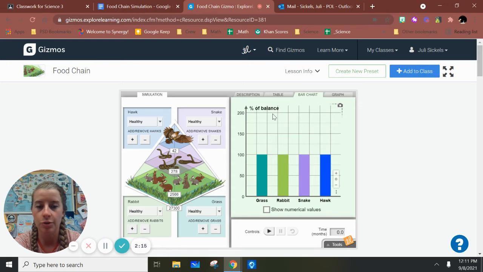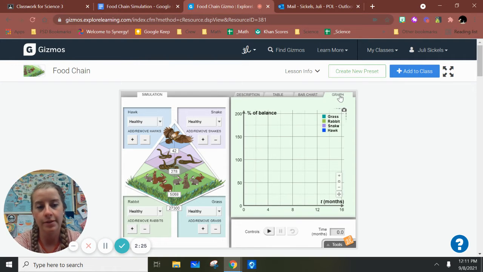So this 200% balance is what I'm shooting for. So I'm going to add rabbits all the way until I get to about 200. It's okay to be a little over, a little under. Then click over to the graph section, and we're going to hit play and let it run for 1 month. We're going to try to stop it as soon as it gets to 1 month, which happens kind of quickly.